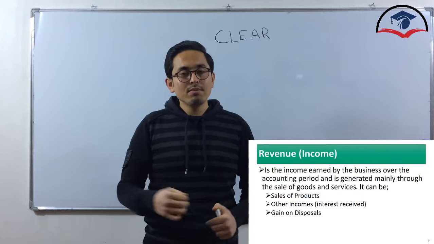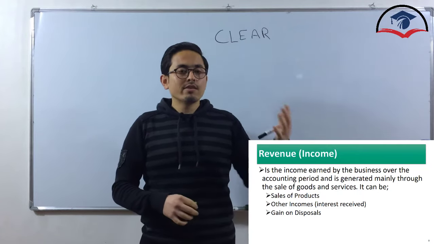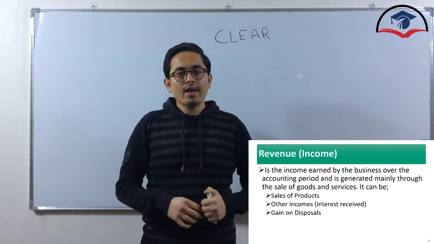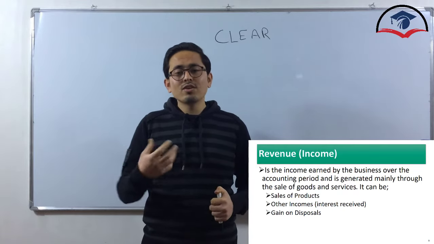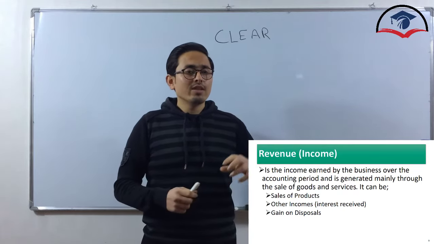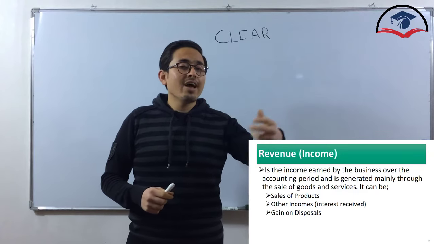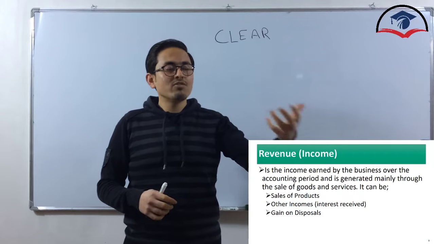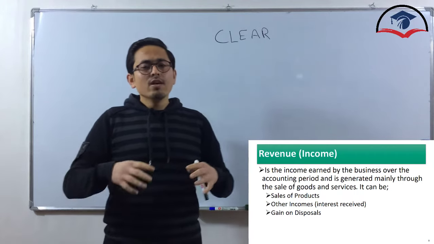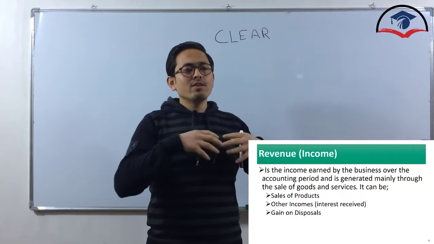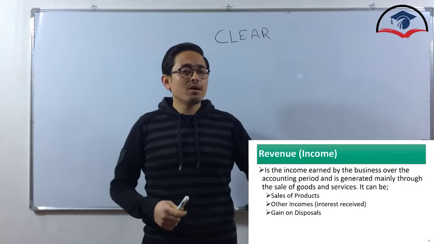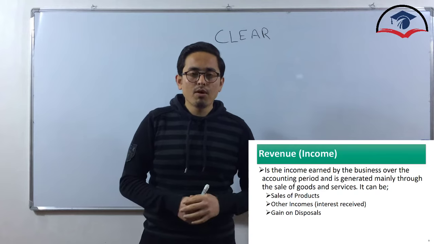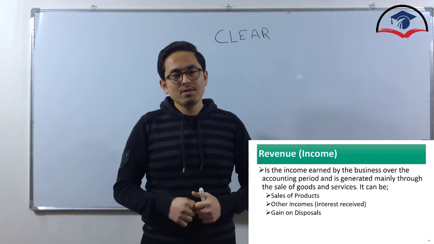But the revenue can be from other sources as well, such as other incomes, such as the interest received. The interest received is the amount for what I have invested in a bank, or I have deposited in a bank. I am receiving some interest on that. I have gone and invested in another company and they are paying me the dividend. That's also something I am receiving as a profit or as the income to the business.